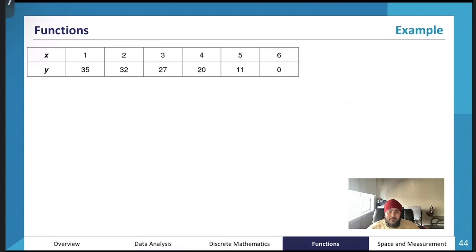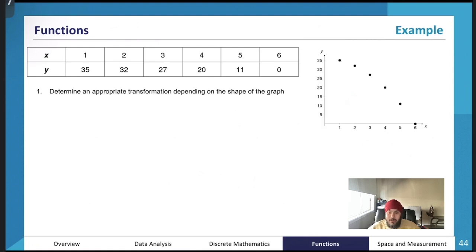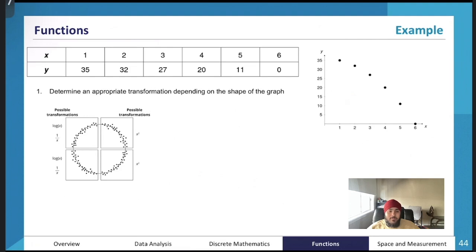So here we have our data, okay? They've given us a random set of data. What do we do? First step, always determine an appropriate transformation depending on the shape of the graph. So in order to determine the shape of the graph, we need to sketch it out. So here it is. So we've sketched this graph out on our calculator, and it looks something like this. Next step is use the circle of transformations, so what we saw in the previous slide, and determine the most appropriate transformation. So my graph is sort of like this, right? So therefore, it's this one over here. So therefore, the appropriate transformation is x squared.